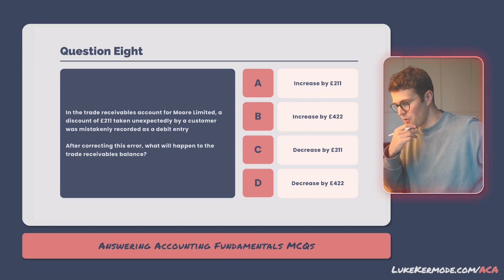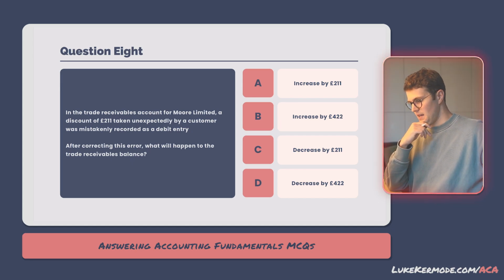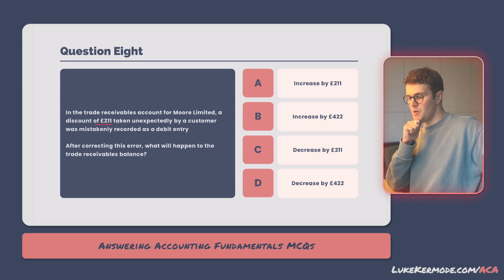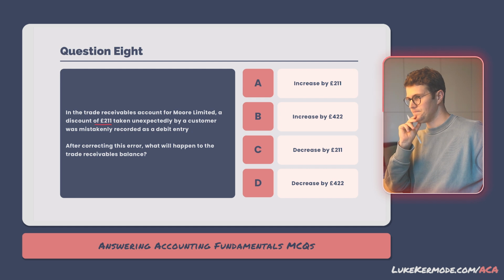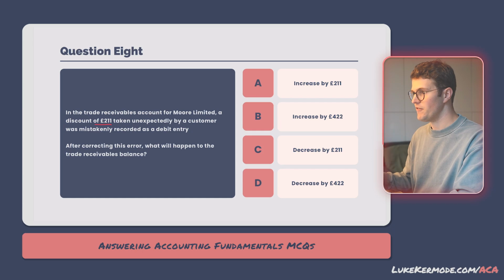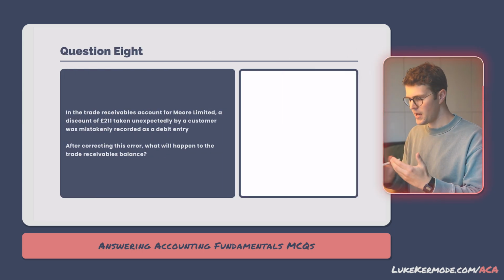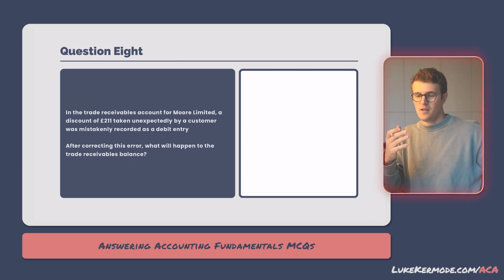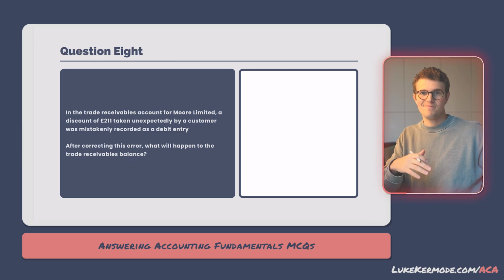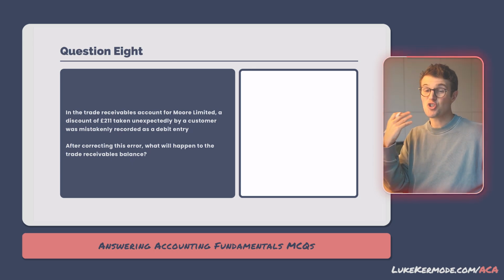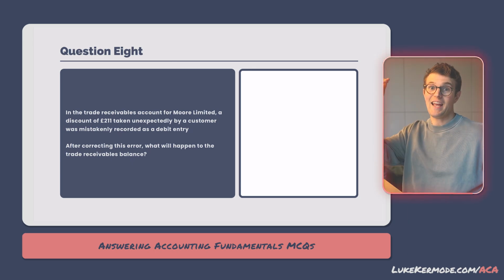Okay, so in this next question we're told that in the trade receivables account for More Limited, a discount of £211, which was taken unexpectedly by a customer, was mistakenly recorded as a debit entry. After correcting this error, what will happen to the company's trade receivables balance? Okay, so when a company takes a discount, the correct treatment is to credit trade receivables because the amount that's owed is reduced. But in this case, the accountant did the opposite. They debited trade receivables by £211. That means instead of reducing the receivables balance, they increased it.